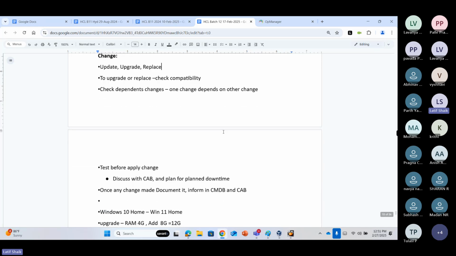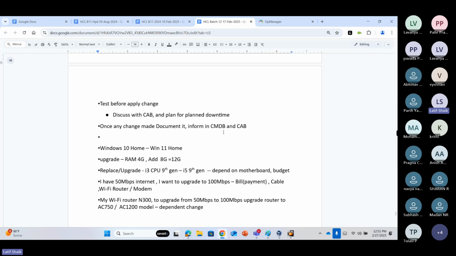Test before applying a change. So you plan to do some change, update, upgrade, replace, or some new change. Check the compatibilities, check the dependencies, and test before applying changes. Take a test environment, try the change: working, not working.